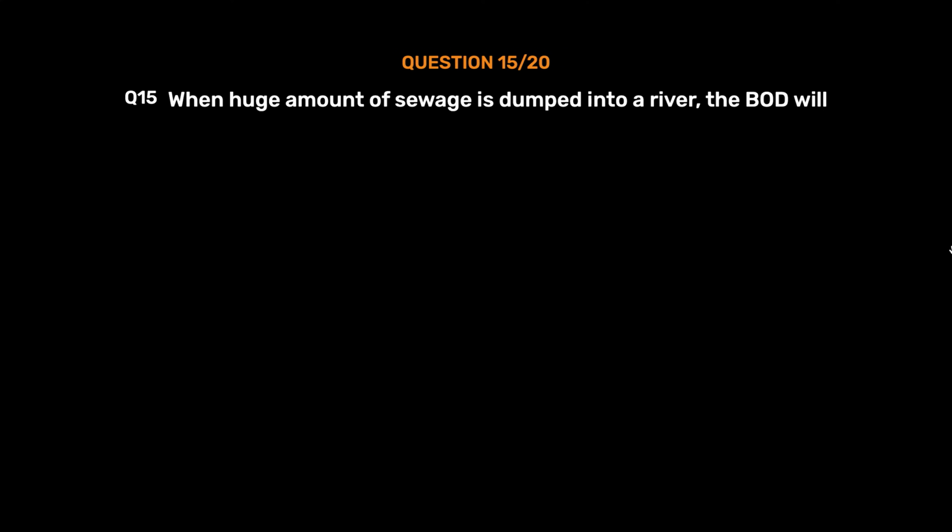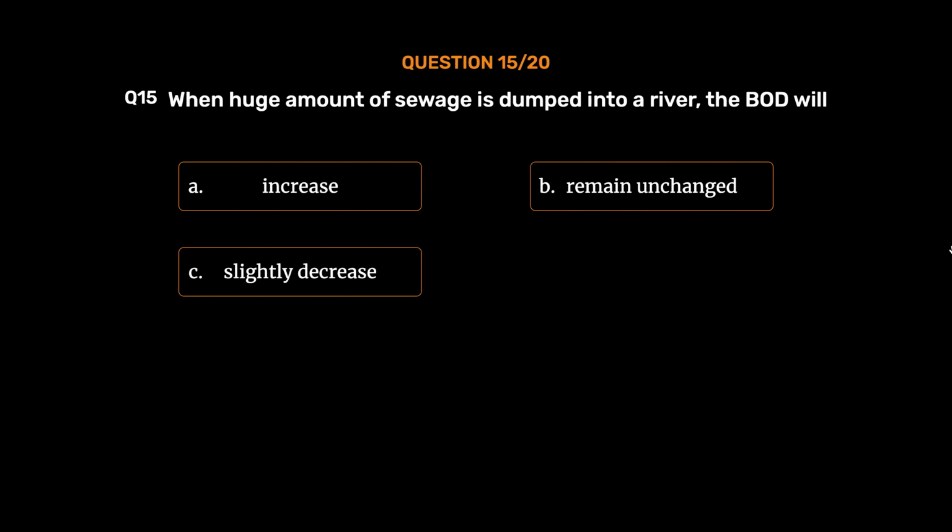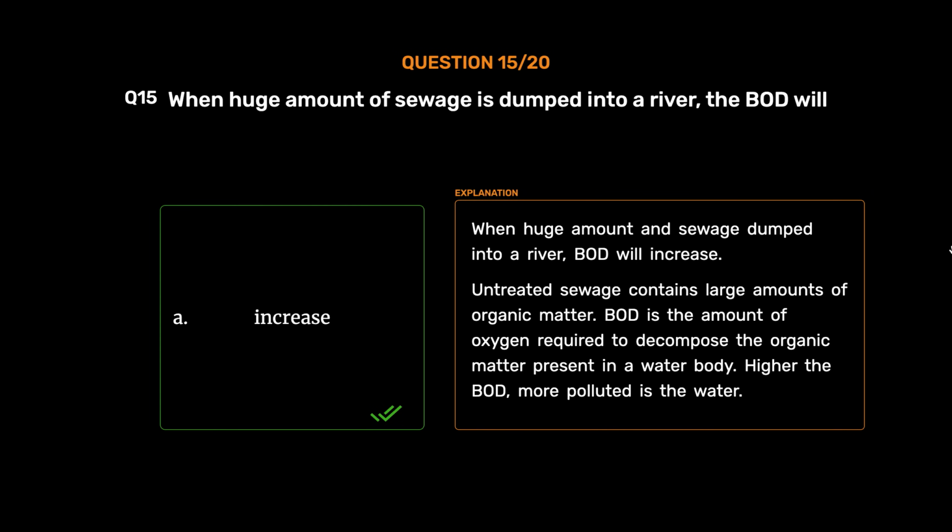Question number 15. When huge amount of sewage is dumped into a river, the BOD will option A, increase, option B, remain unchanged, option C, slightly decrease, option D, decrease. The correct answer is option A, increase.